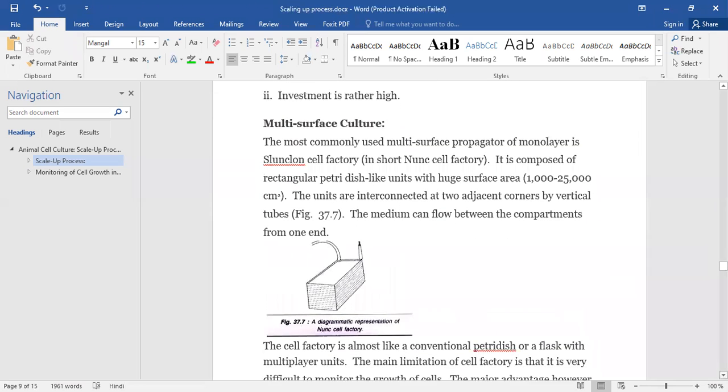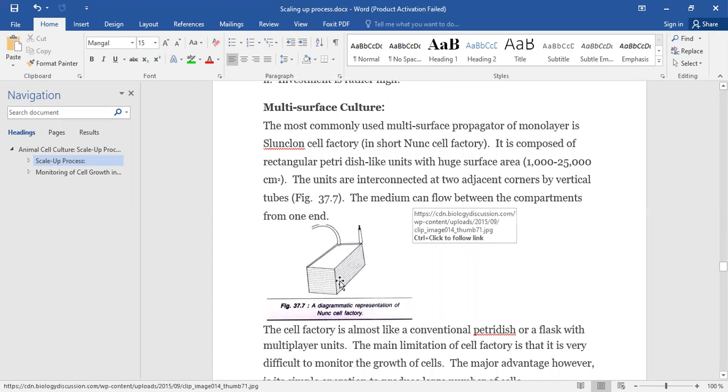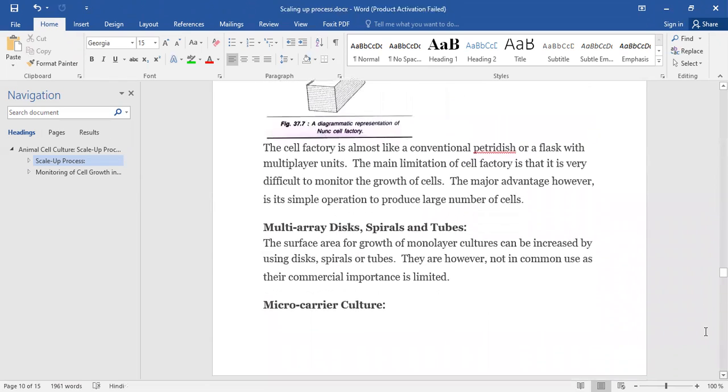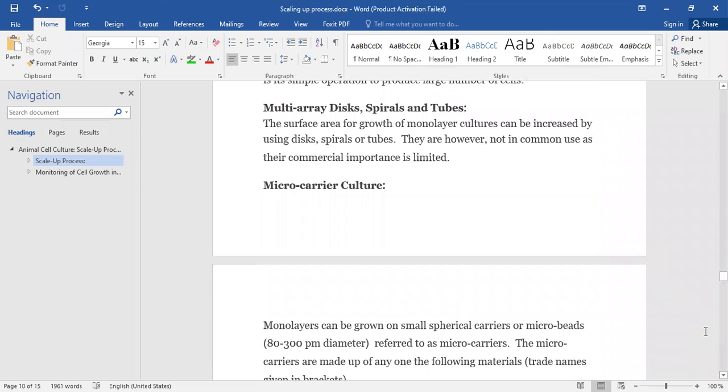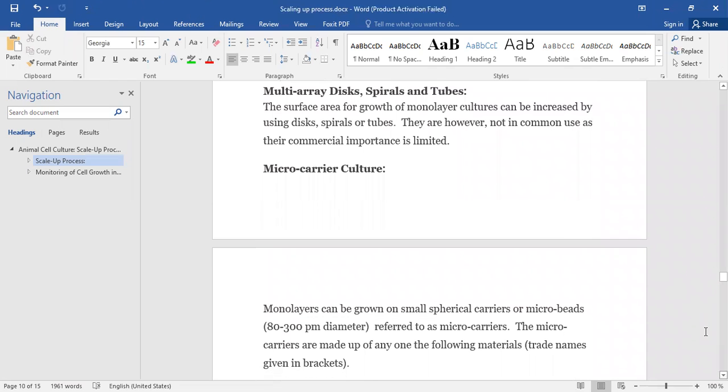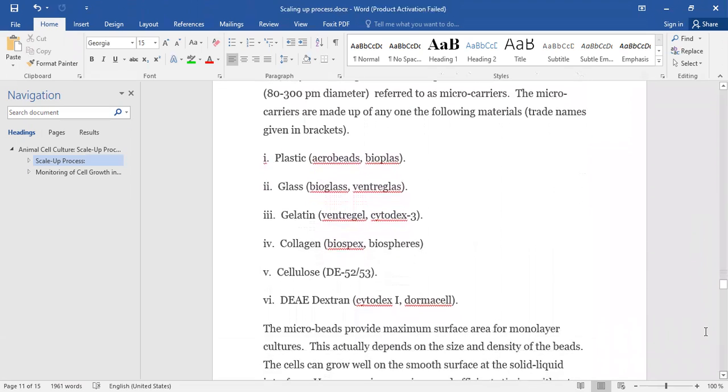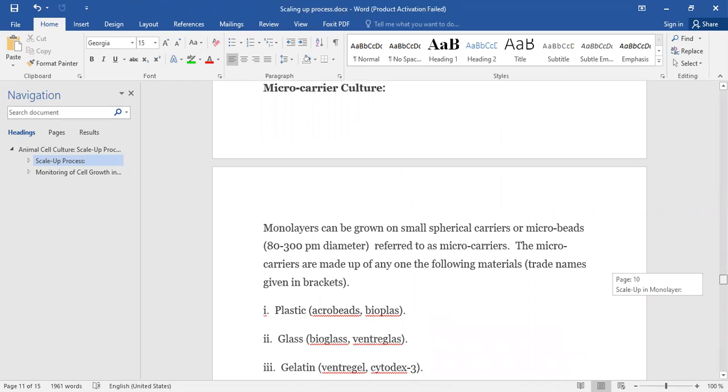The next one is the multi-surface. In this there are different surfaces, and we can use all these surfaces at the same time so that more products can be isolated, and at the same time more cultures can be performed. Multi-array discs, spiral tubes, and microcarrier culture can also be used. These contain plastic, glass, gelatin, collagen, cellulose, DEAE, and dextrose. So these are the compositions of these cultures.